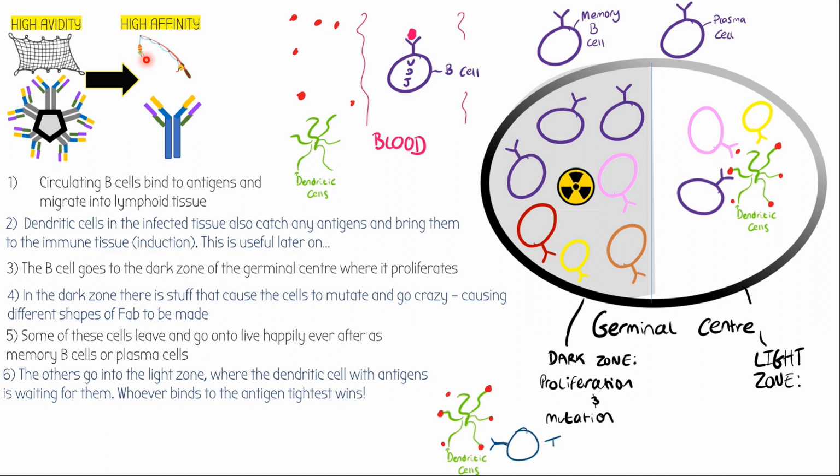Okay, so one of the functions of the dendritic cells is to bring antigens into the light zone to test out the different antibodies. The other function: your dendritic cell is also going to come into your lymphoid tissue, and in your lymphoid tissue are your T helper cells. And your T helper cells, they're essentially the cool kids. They're too cool to be hanging out in your infected tissue. They just hang out in your immune tissue with their cool friends.